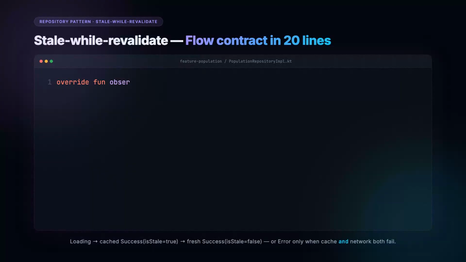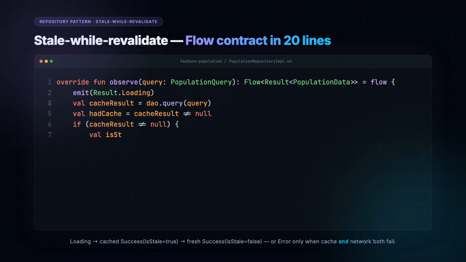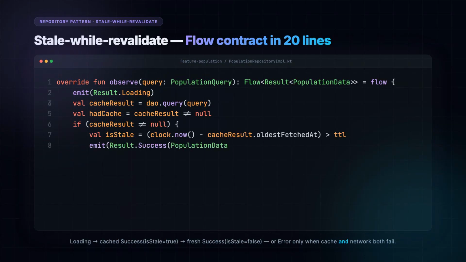Open PopulationRepositoryImpl.kt. The observe function returns the flow builder. The first thing it does is emit Result.Loading. The UI shows a skeleton immediately. Then it calls dao.query with the population query. That is a suspend function call. It reads from SQLite on the IO dispatcher via flowOn at the end of the chain.